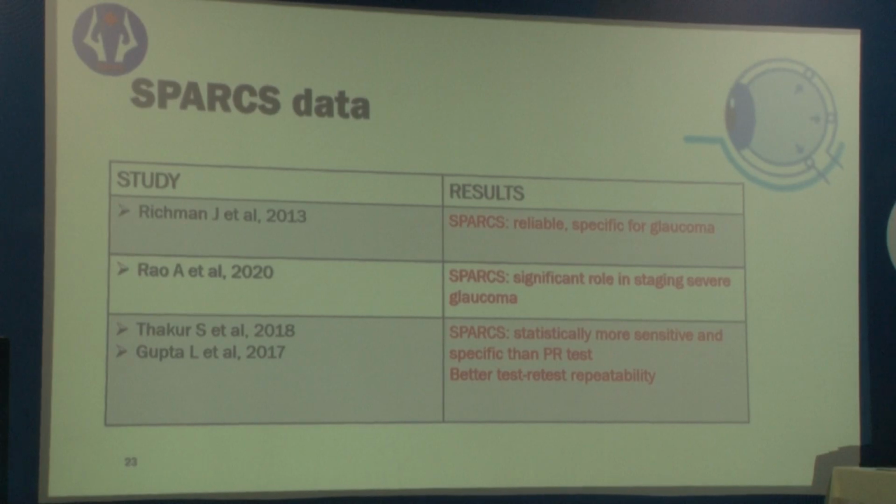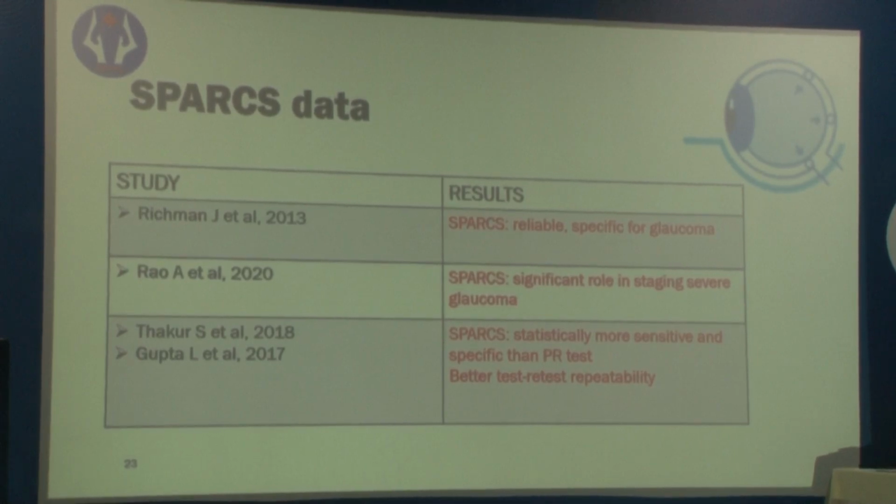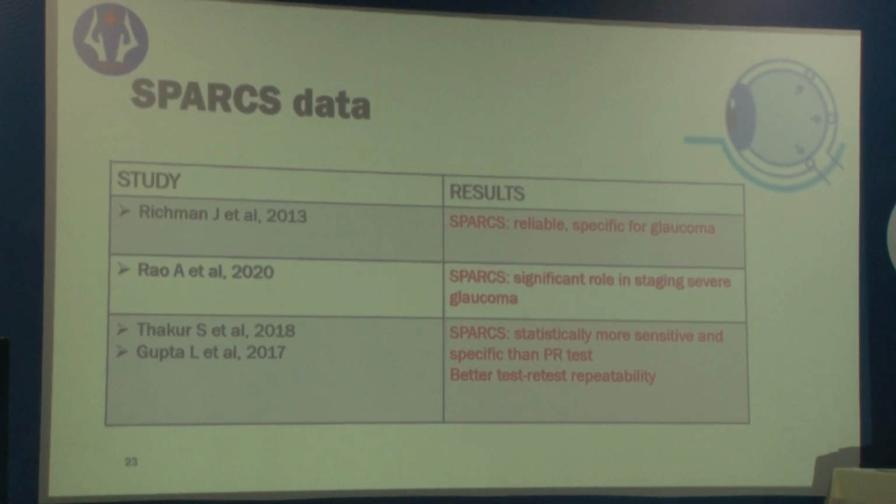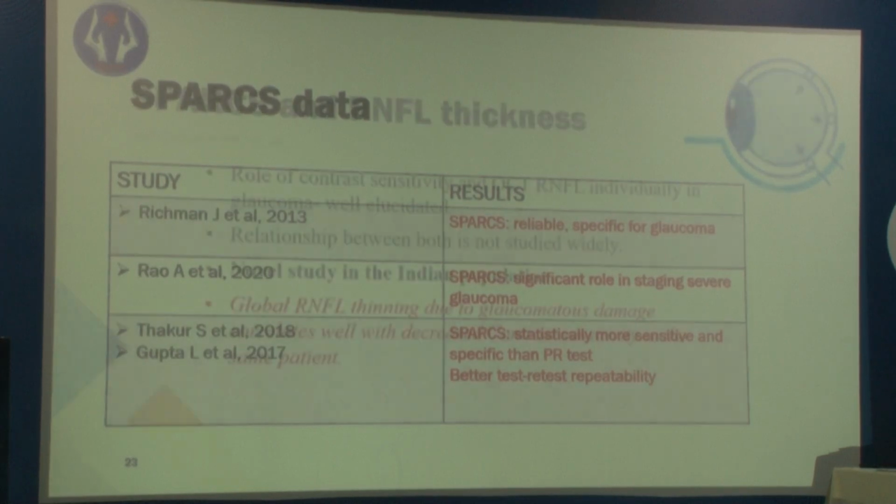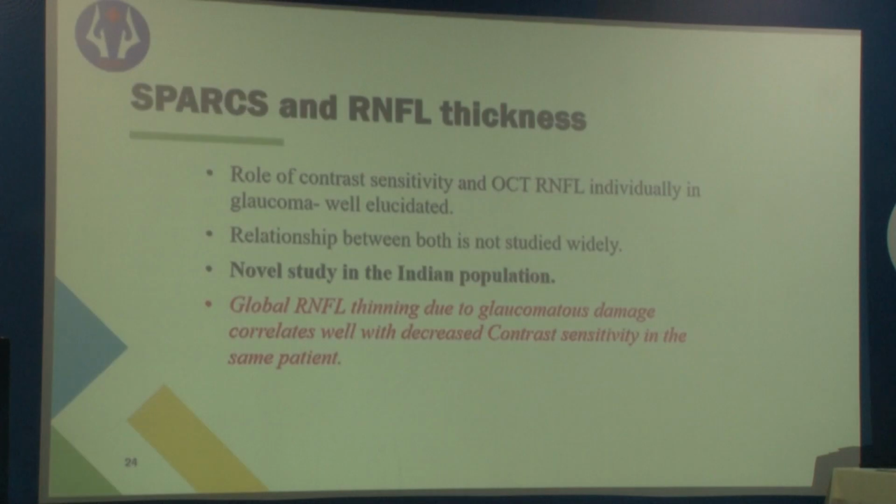The Spark data has been found to be reliable and specific for glaucoma, and it has a significant role in staging severe disease. It was also found to be statistically more sensitive and specific than the Pelli-Robson chart test, with better test-retest repeatability. Now, the role of contrast sensitivity individually and Spark, and OCT RNFL, has been studied in glaucoma well. However, the relationship between the two has not been studied widely.